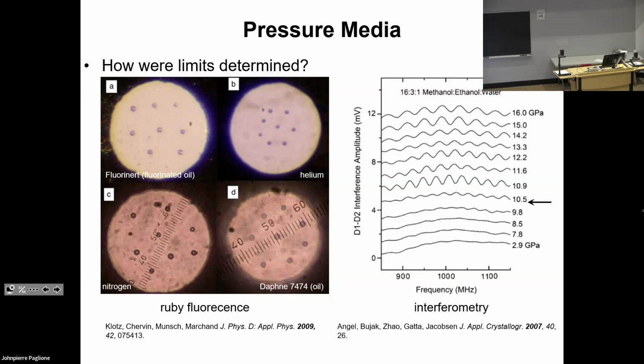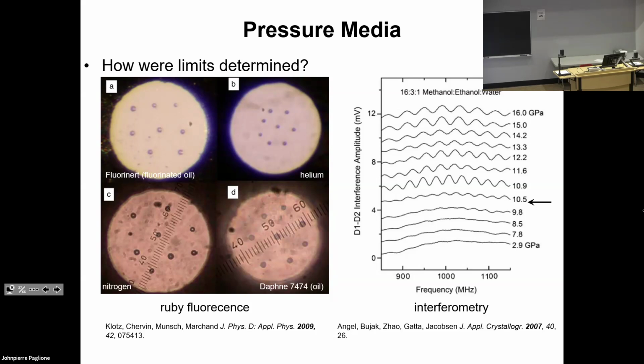Some of the pressure media out there are things like gases even. You can pressurize the sample chamber with various different gases, silicone oil, methanol-ethanol mixtures, and even some solids that are soft, maybe alkali halides. The way people originally determined the hydrostatic limits for these pressure media was done a couple of different ways. Klotz and co.